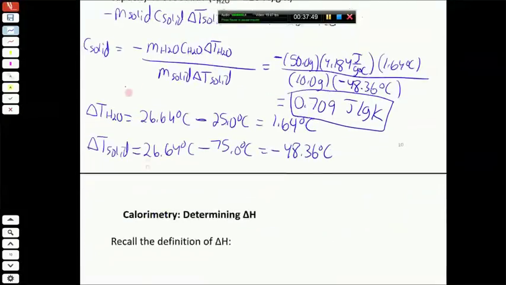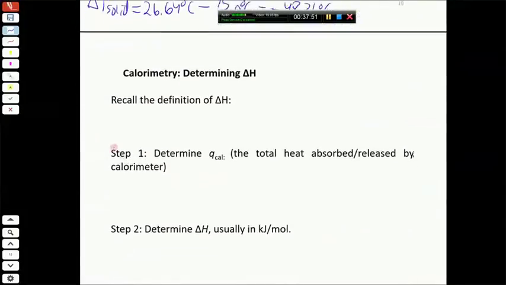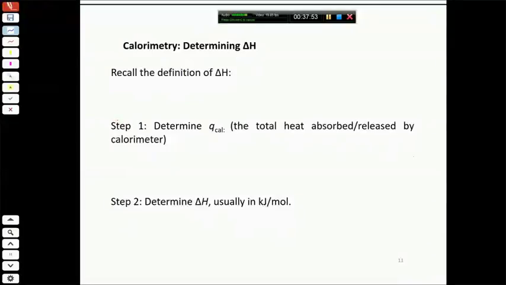Okay, continuing on then, let's talk about how we determine delta H from a calorimeter. So now we're going to start talking about chemical reactions. The last one we did was an example of a physical process where you're just measuring heat transferred between two substances that aren't reacting with each other and backing out a specific heat capacity from that. But the more widespread use of calorimetry in chemistry is to measure delta H or delta E for a chemical reaction.